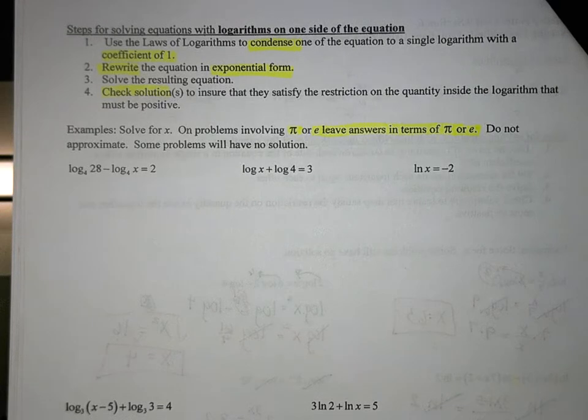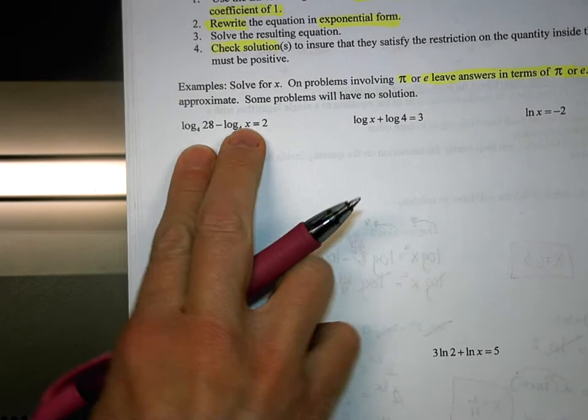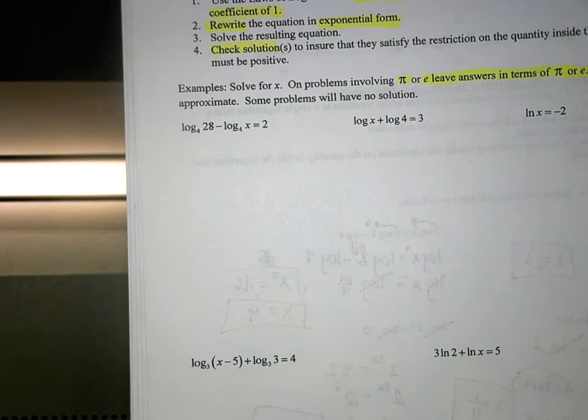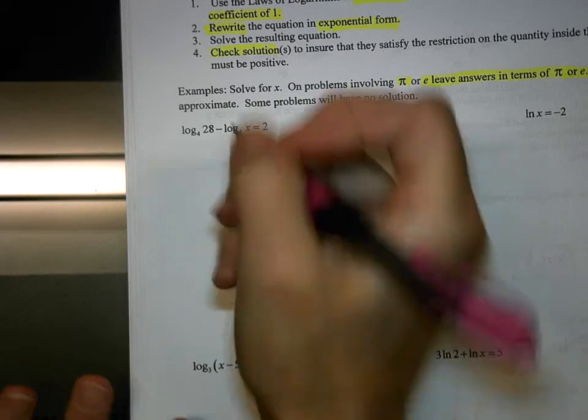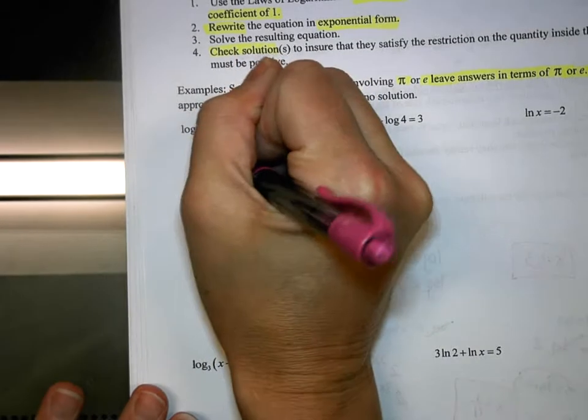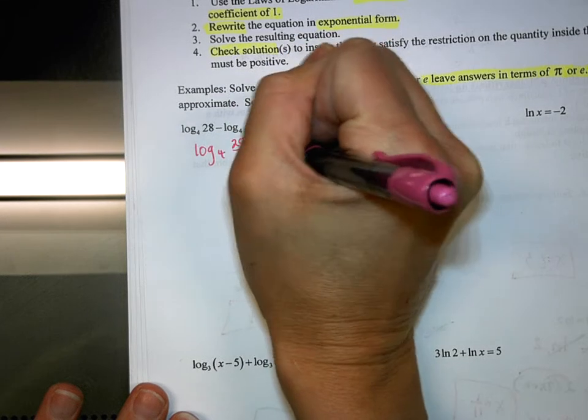All right. Starting here at this first problem, we have 2 logs here on the left side, so we need to start by condensing them. How do I condense those two? When you have 2 logs that are subtracting, we can condense them by dividing. Very good. We have log base 4 of 28 divided by x equals 2.